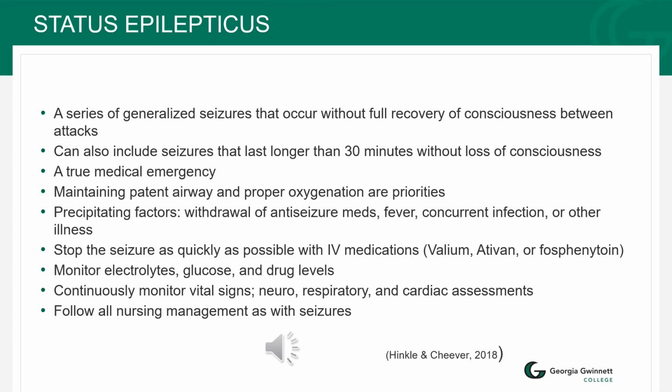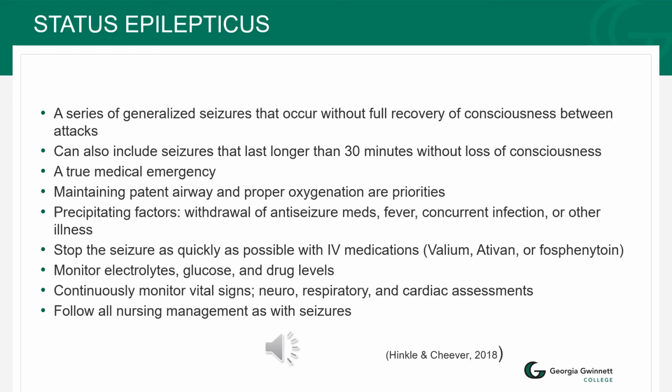Maintaining a patent airway and proper oxygenation are going to be your priorities. You will want to make sure that you establish IV access, perform EKG monitoring to watch the heart and the rhythms, and monitor pulse oximetry and ABG results. Oftentimes these clients will be able to stop those seizures by administering medication via IV, so Valium, Ativan, Phosphentolin, those can all be given IV. I have given in the hospital Valium rectally, which has also been successful in stopping status epilepticus.